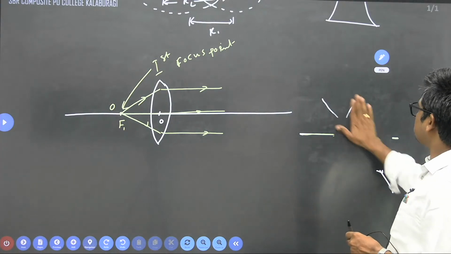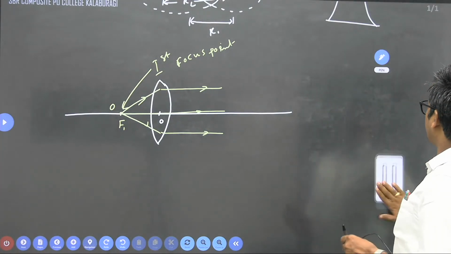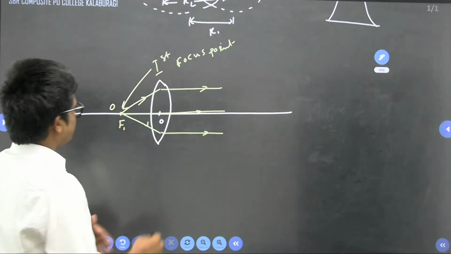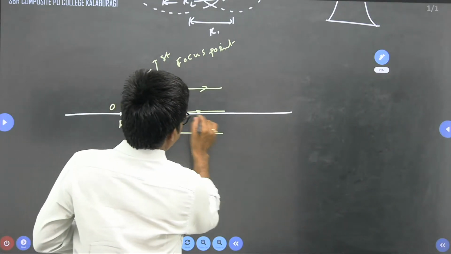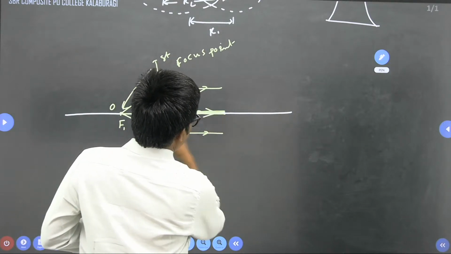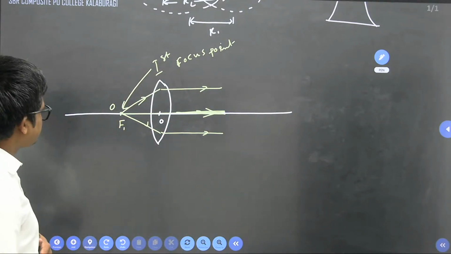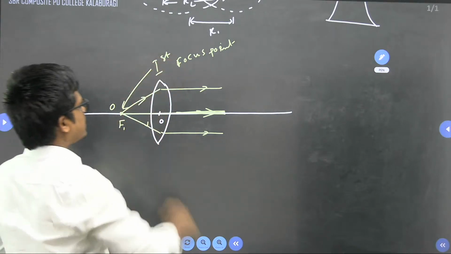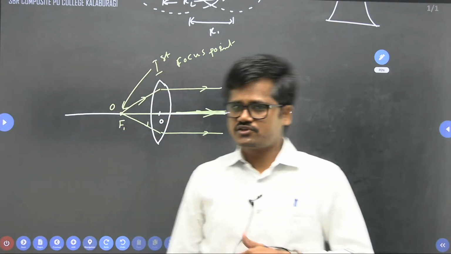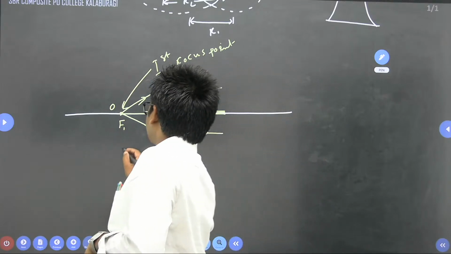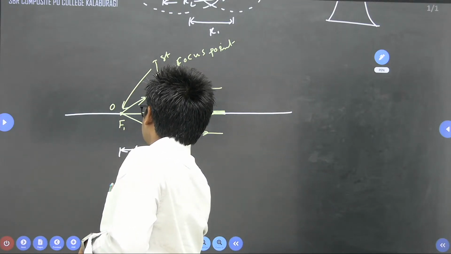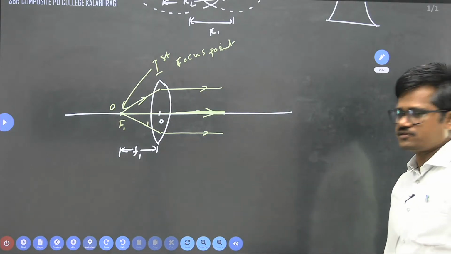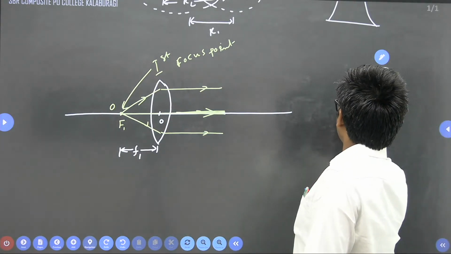Now, what is the first principal focus? If we keep an object at one point on the principal axis, and after refraction the rays become parallel, then the point where the object is kept, we call it the first focus point. The distance of that point from the optic center, we call the first focal length. Done. In the same way for concave.